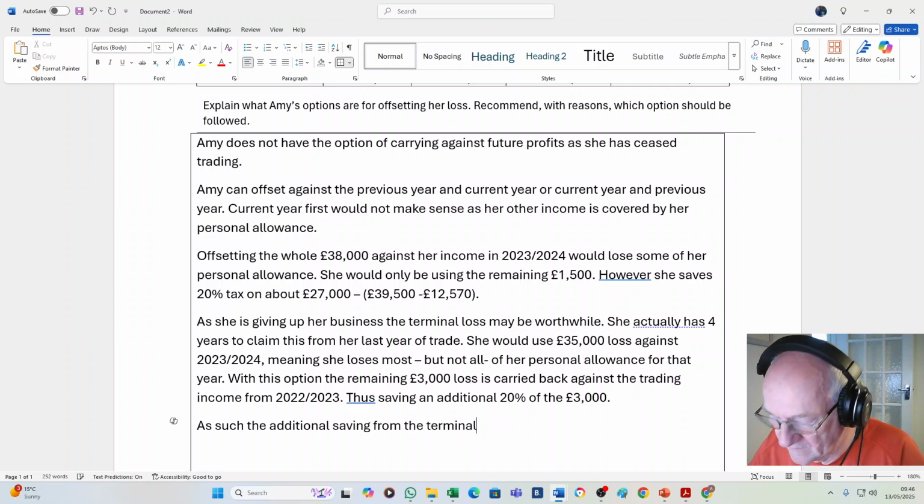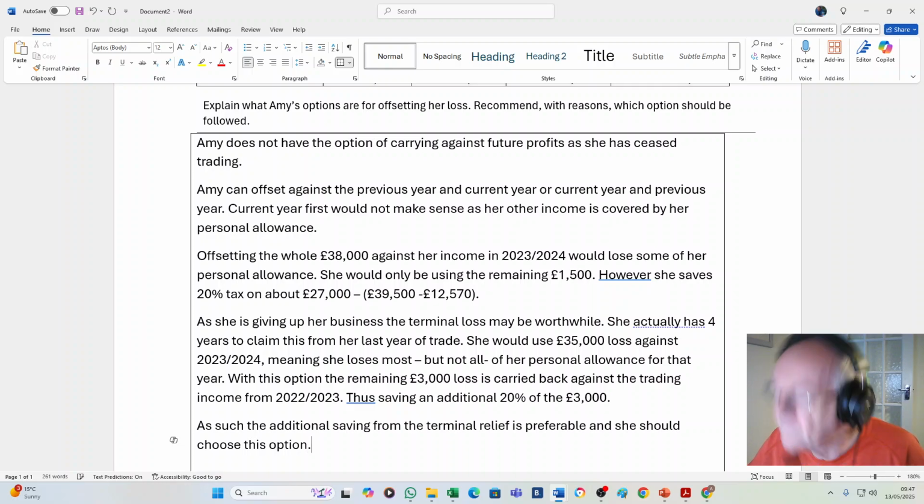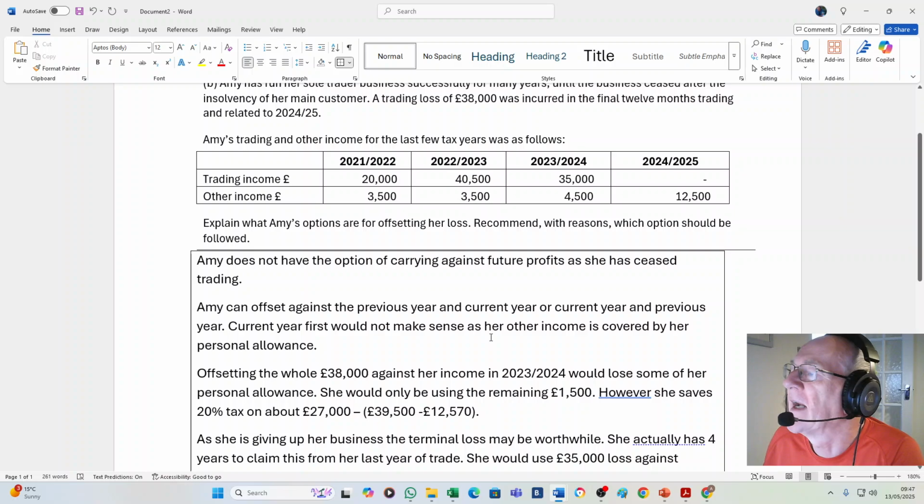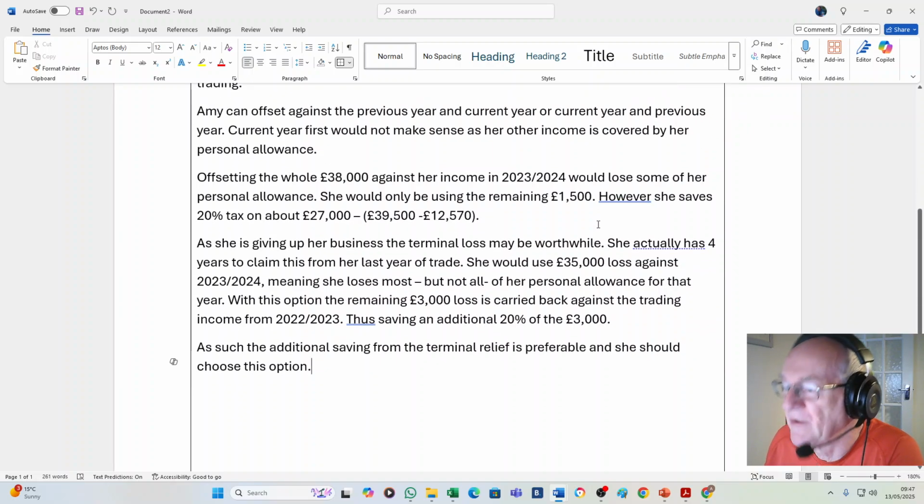Terminal is preferable. She should. I'm being very definite about it. No surprise, that's what terminal relief is there for. So a little bit less tax, or more tax back, because she'll have already paid it. She's going to get some of her 22, 23 tax back, and that's pretty much it.